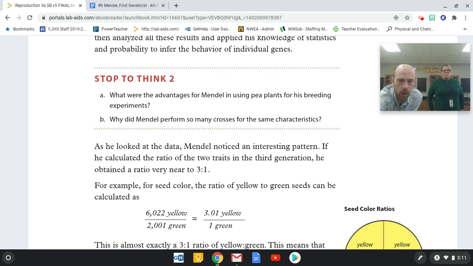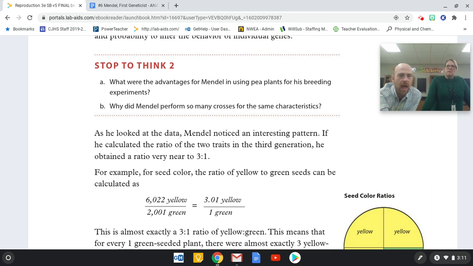Okay, reading on. So you should have answered stopping to think question 2, and you've hit unpause on this video. As he looked at the data, Mendel noticed an interesting pattern. If he calculated the ratio of two traits in the third generation, he obtained a ratio of very near to 3-to-1. Oh my! We've learned about that.